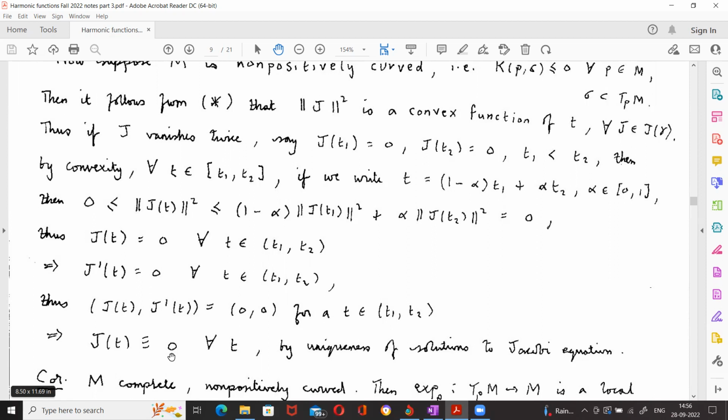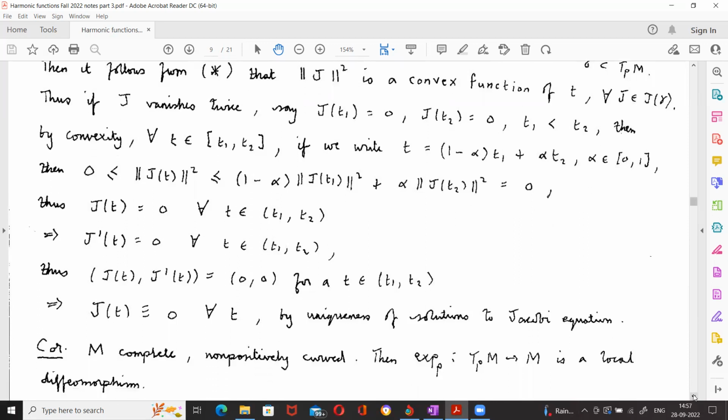If these initial conditions vanish, then J is identically 0. So therefore, we get that in non-positive curvature, if a Jacobi field vanishes twice, then it vanishes identically. Is this clear?